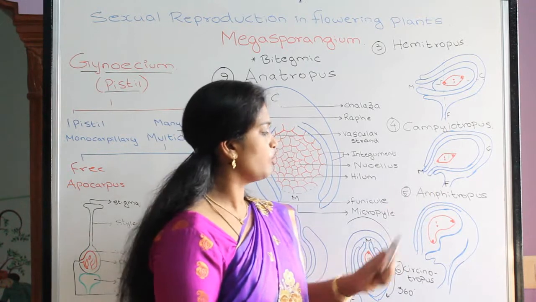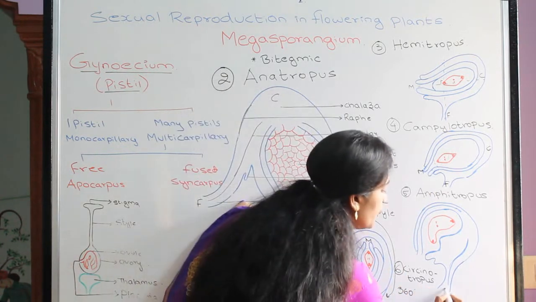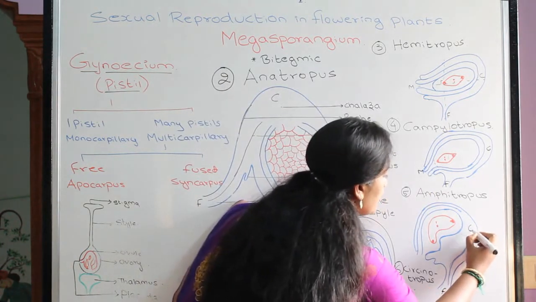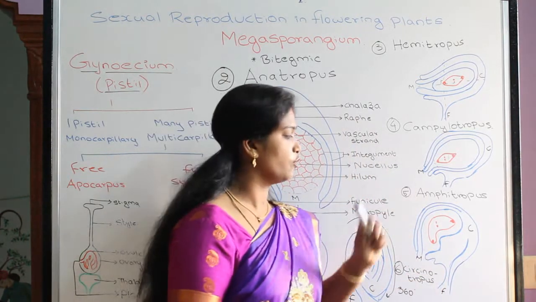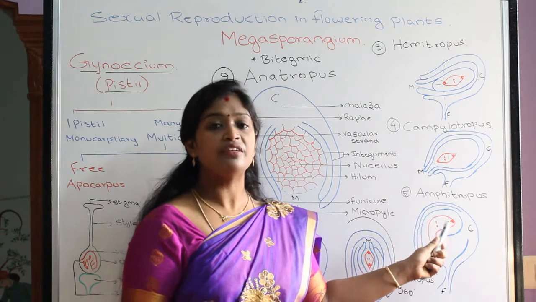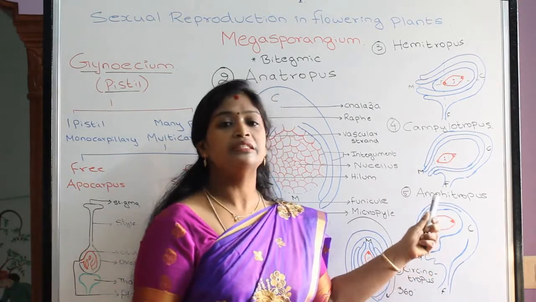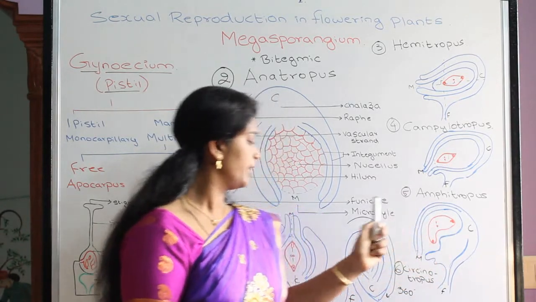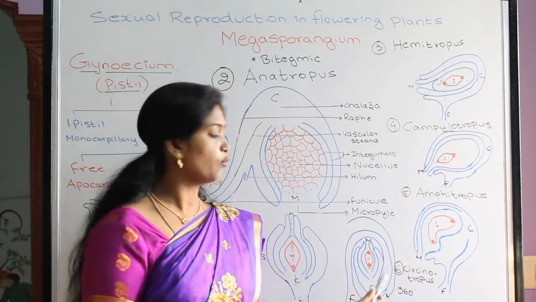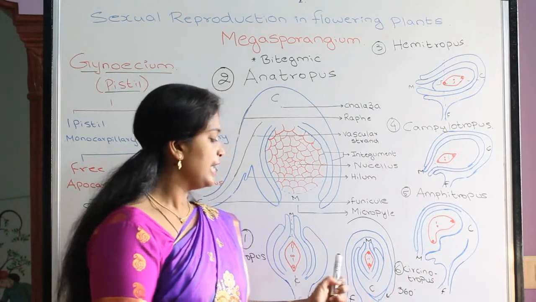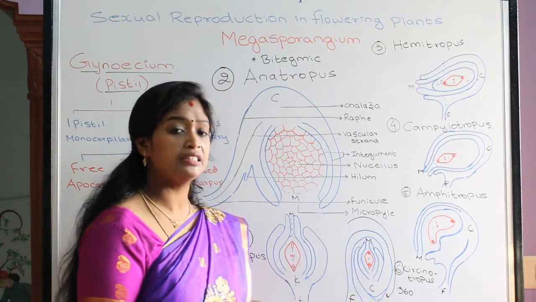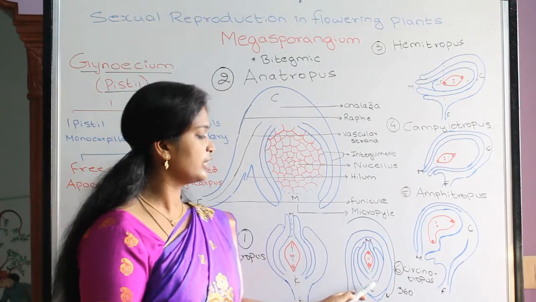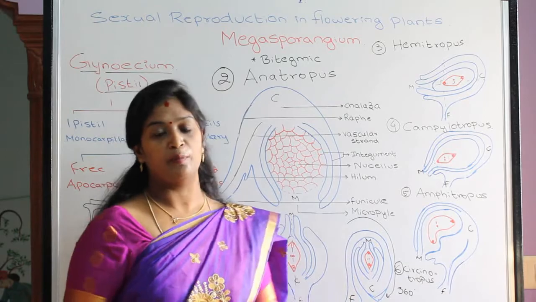In the amphitropous ovule, we have the funicle here, the chalaza and the micropyle, which is very similar to that of the campylotropous ovule, but the only difference here is the embryo sac, which is horseshoe shaped. The next and the final type of the ovule is the circinotropous ovule. In the circinotropous ovule, the funicle takes a long 360-degree turn and it gives rise to the chalaza and the micropyle.